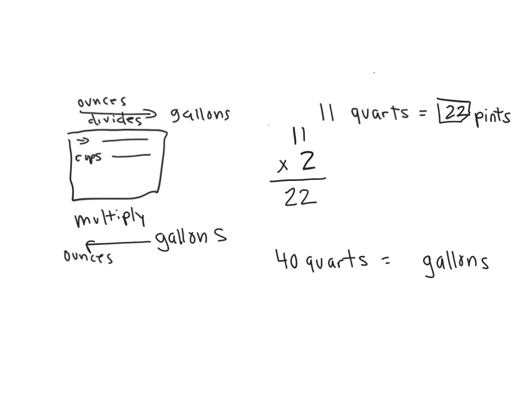Okay, so the next one I have is I have 40 quarts, and I want to know how many gallons I have. So I'm going to go on my chart to quarts. I'm going to go across, see how many quarts are in a gallon. There's 4 quarts in 1 gallon. So now I have to ask myself, am I going from a bigger measurement to a smaller measurement, or am I going from a smaller measurement to a bigger measurement? And I can just look on my chart and just look across. Quarts are smaller than gallons. I need less of them, so I'm going across this way. So I'm going to divide. So I'm going to do 40 divided by 4, which would be 10.